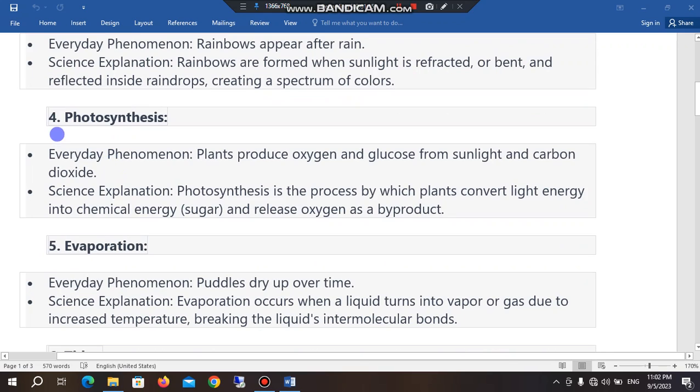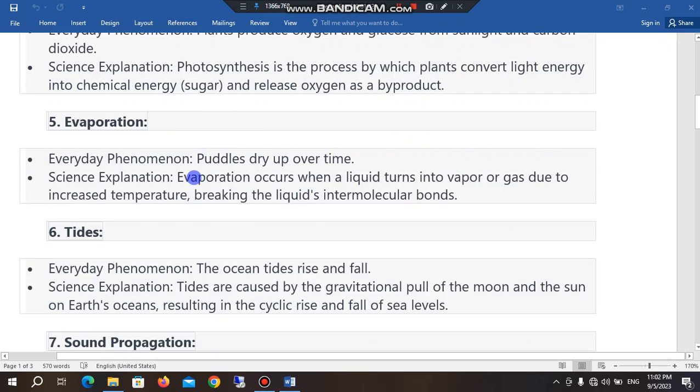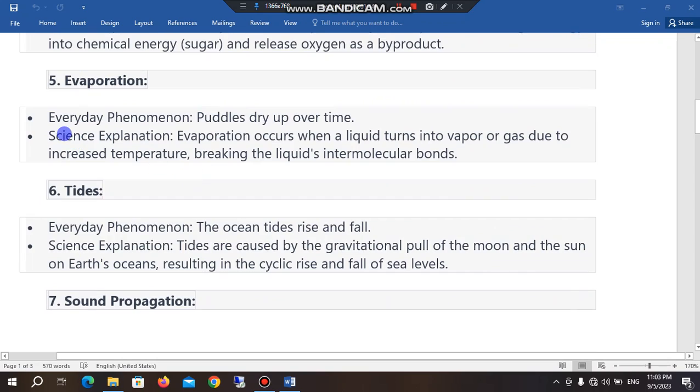Point number 4, photosynthesis. Everyday phenomenon. Plants produce oxygen and glucose from sunlight and carbon dioxide. Science explanation. Photosynthesis is the process by which plants convert light energy into chemical energy, sugar, and release oxygen as a byproduct.